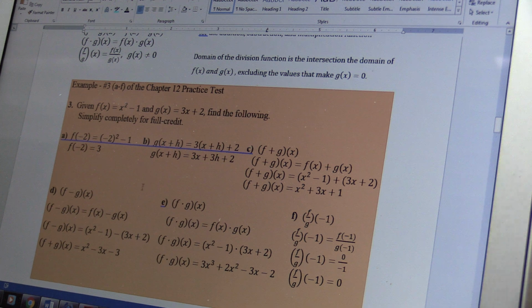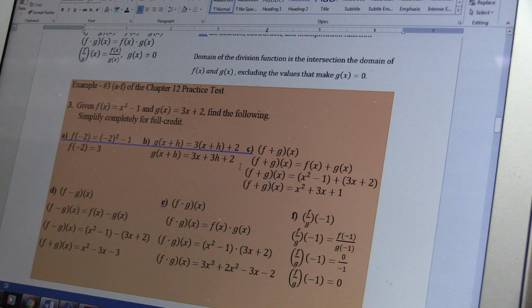If I asked you to find g of x plus h, this is really going to emphasize the input or the outer shell concept of input-output. g of whatever is equal to 3 times whatever plus 2, so g of x equals 3x plus 2. So g of whatever is going to equal 3 times that whatever plus 2, and so instead of x, you replace x with x plus h, and then simplify it. So g of x plus h equals 3x plus 3h plus 2. Now we'll get into the operations.